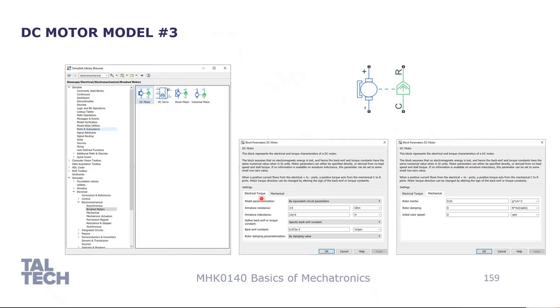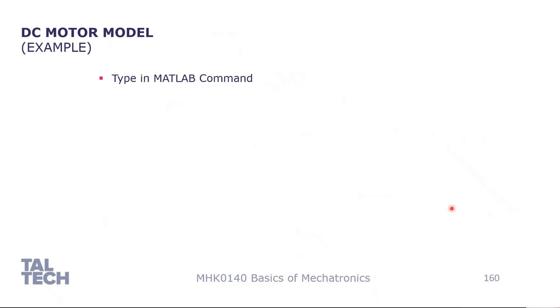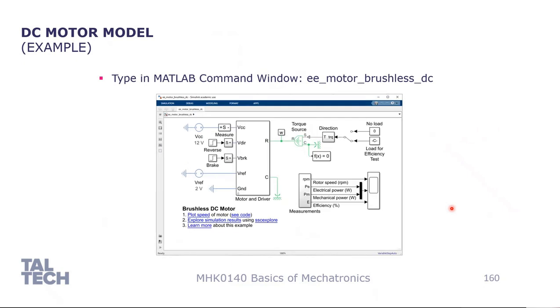But it will also ask you for additional parameters of the motor. You will need to add the armature resistance. You will need to add the armature inductance. You need to calculate the back electromotive force here. You need to add some mechanical parameters here, etc. In MATLAB, what I really recommend you to do.